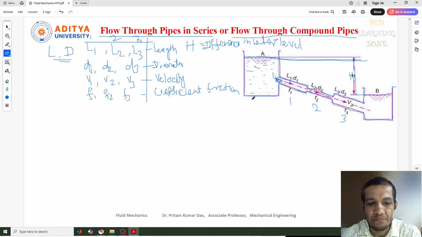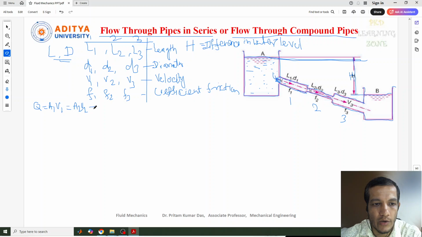Now we'll see the discharge passing through each pipe, which is the same. We know the continuity formula, the discharge formula. So Q equals A1 V1 equals A2 V2 equals A3 V3. The discharge will be the same for all these pipes, because the quantity of water coming with respect to time through this pipe will be equal at all those points.